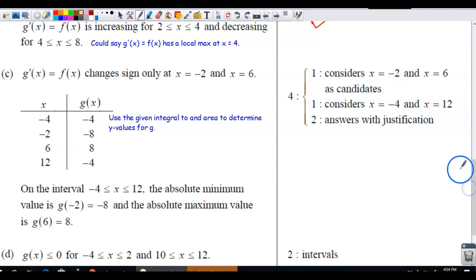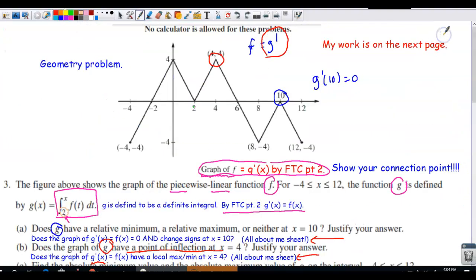So in letter C, we determined that G prime of x, which is f of x, changes signs at -2 and 6. So those are our critical numbers, and we get 1 point for considering those. Now you could list other critical numbers. I think 10 was a critical number. 10 is a critical number.